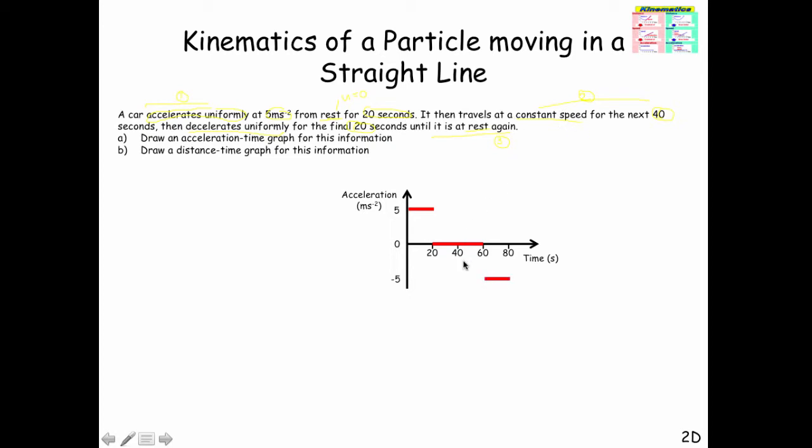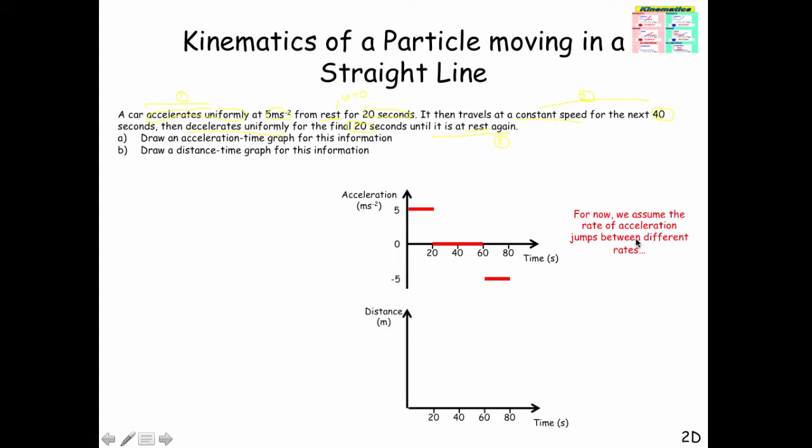Then we've got our decelerate. Remember, deceleration, retardation is an acceleration with a negative value. So we've got -5 there, and that's for 20 seconds. And again, just a reminder, we've assumed that the rate of acceleration jumps between different rates. It's instantaneous.